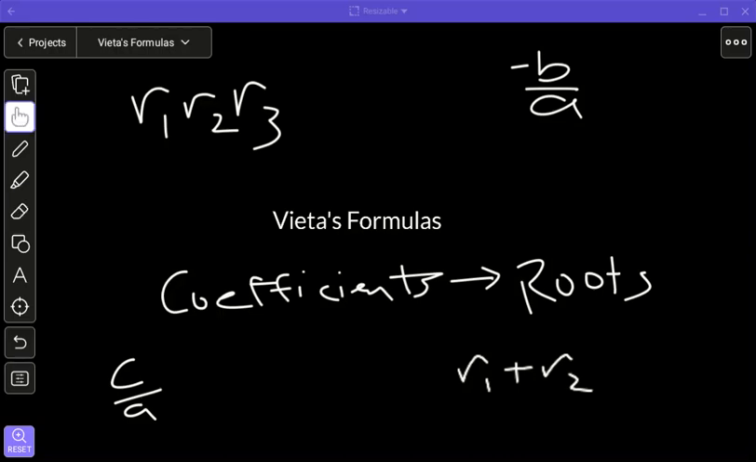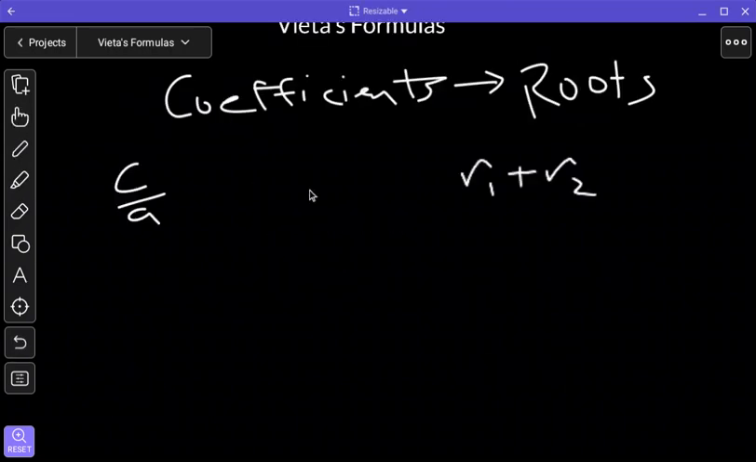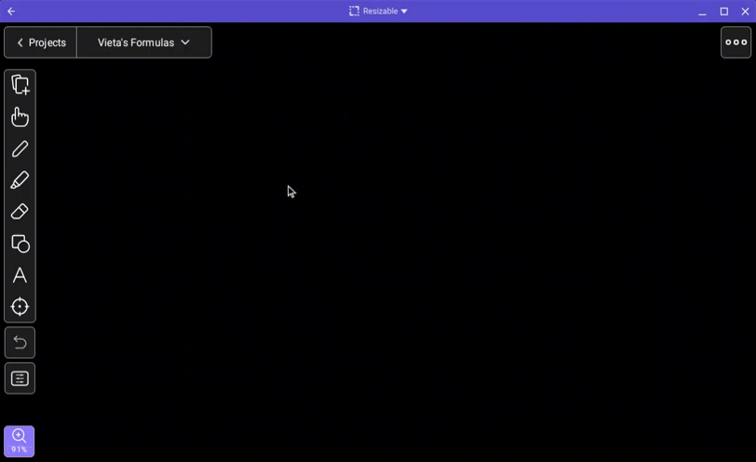In this video, we will look at Vieta's formulas, which relate the roots of a polynomial to its coefficients. Let's see what that means by taking a look at the most well-known form of Vieta's formula, which is the quadratic case.